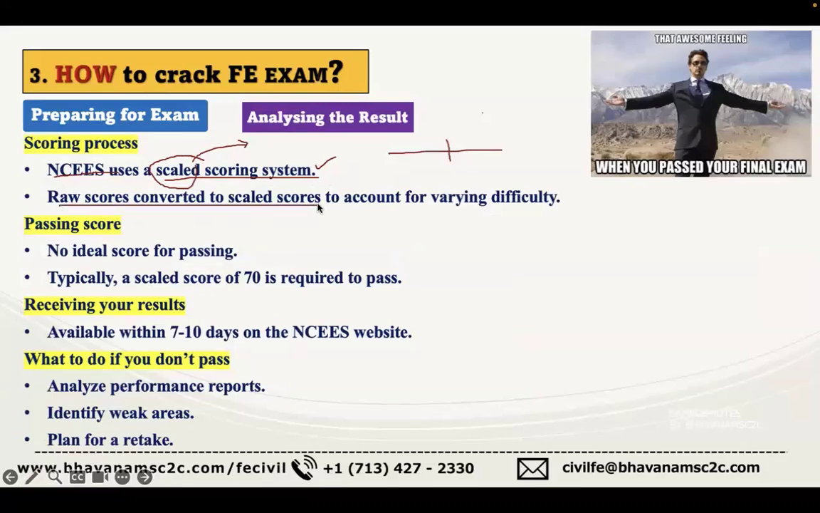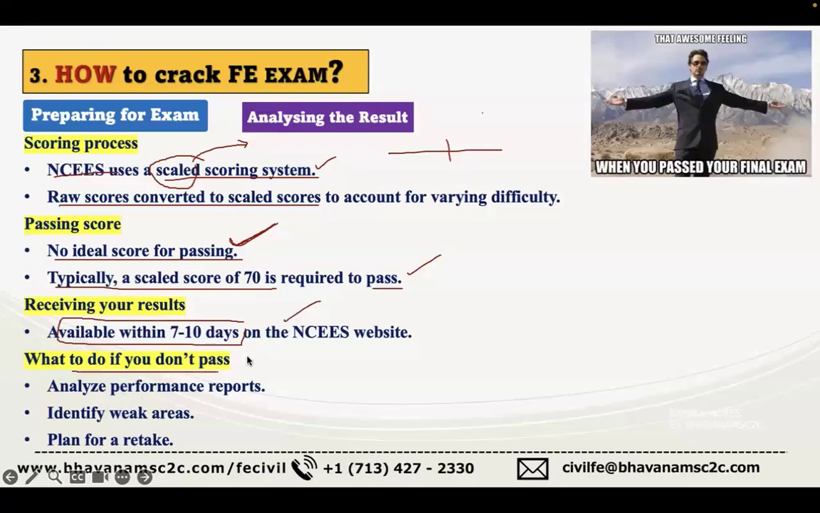The raw scores are converted to scaled scores. There is no ideal score for passing. There won't be any ideal cutoff. It will be based on the performance of your fellow competitors. Generally, a scale of around 70 out of 110 is required to pass. And you will get the scorecard within 7 to 10 days after your exam.